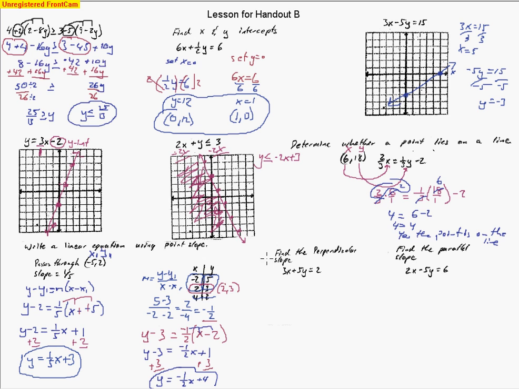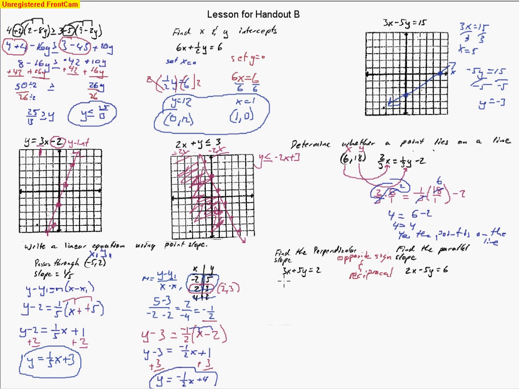Well, looking at the next one, it says find the perpendicular slope. And so perpendicular, remember this means the slope needs to be the opposite and reciprocal. So we need opposite sign and reciprocal. So those are the two criteria for perpendicular slope.